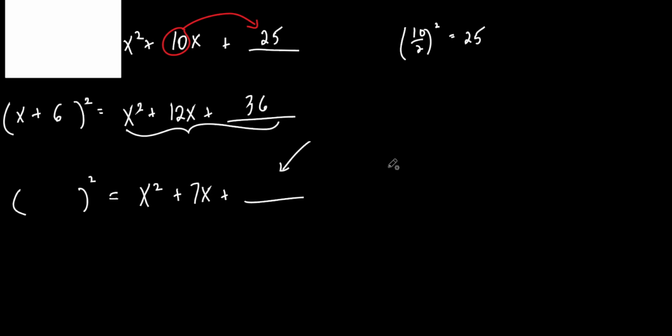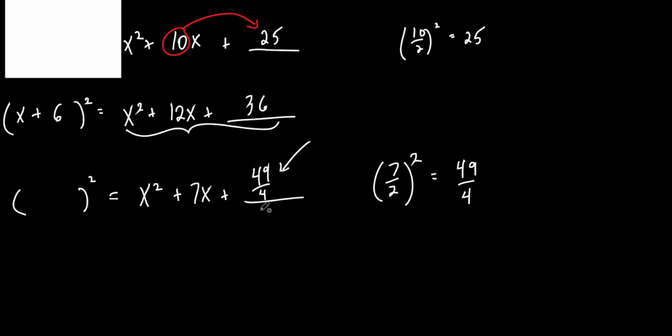Okay, so 7 over 2, and then do what? What do we do? Square it. Okay, and what is that? 49 over 4. All right, so what goes here? 49 over 4. So what's this?